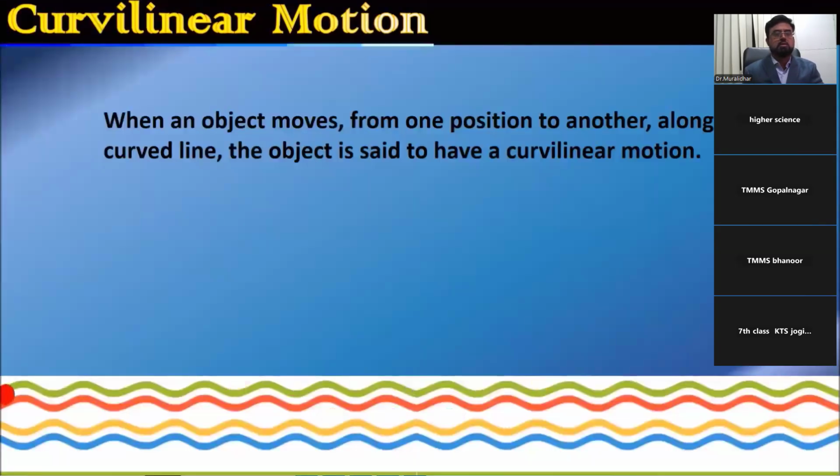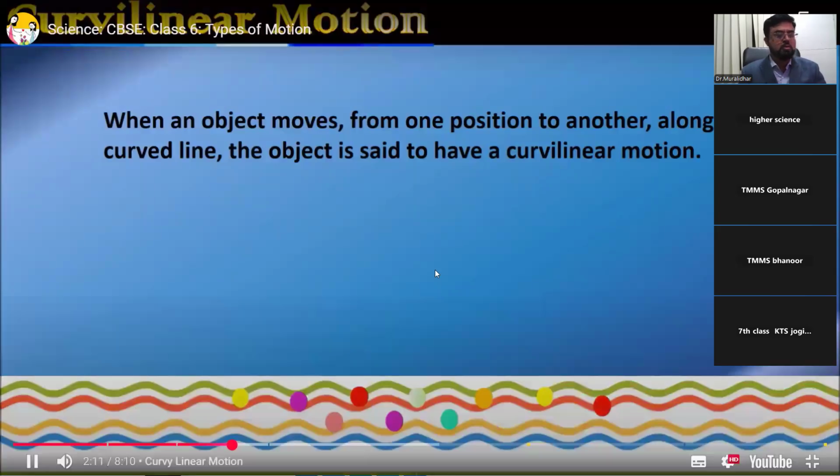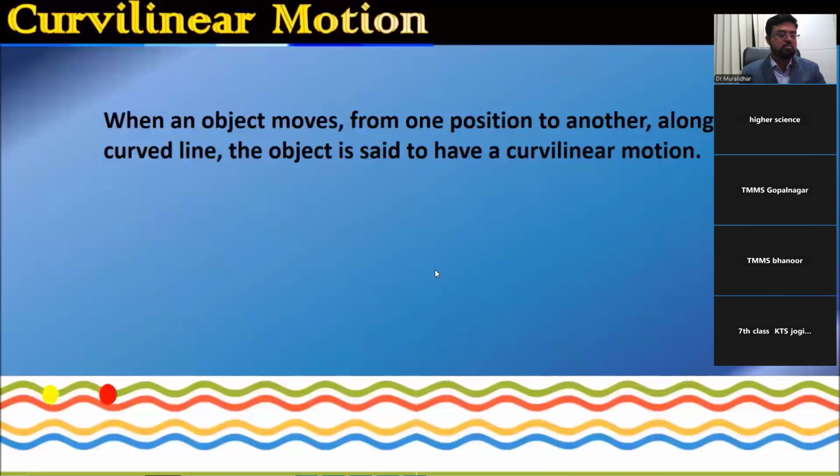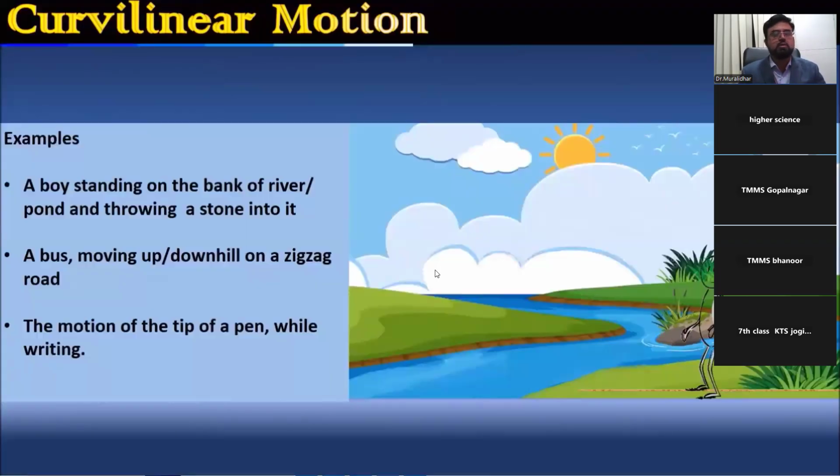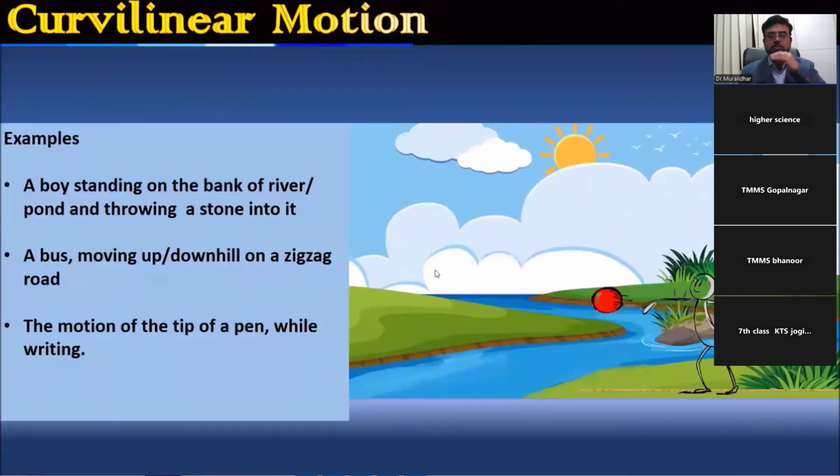Next, curvilinear motion. When an object moves from one position to another along a curved line, the object is said to have a curvilinear motion. Let us see the examples. A boy is standing on the bank of a river or a pond and he's throwing a stone into it. So how does the stone move? It moves in a curvilinear motion.